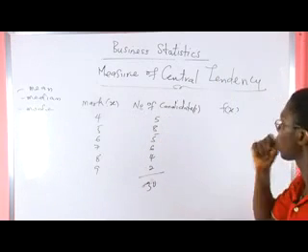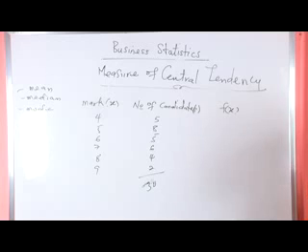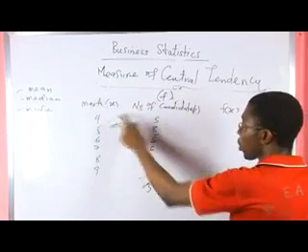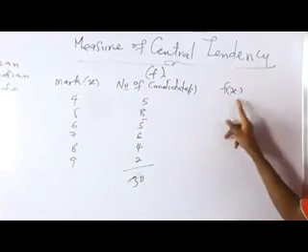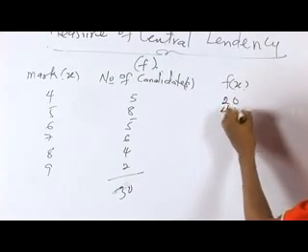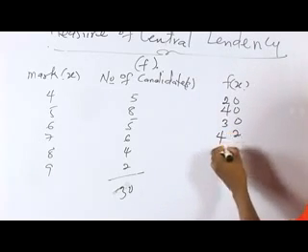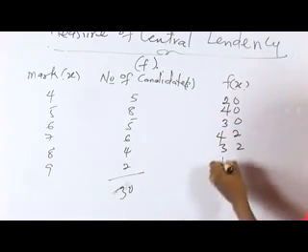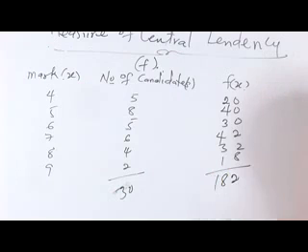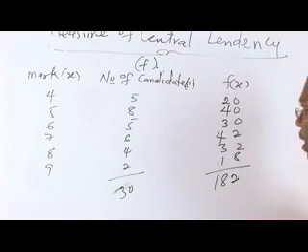So getting this, we now have to find our fx. Because this is a frequency, we're going to multiply these and these in order to get our fx. So we're going to have 20, 40, 30, 42, 32, and then 18. And then we will have the total. If you add this, we're expected to get 182.